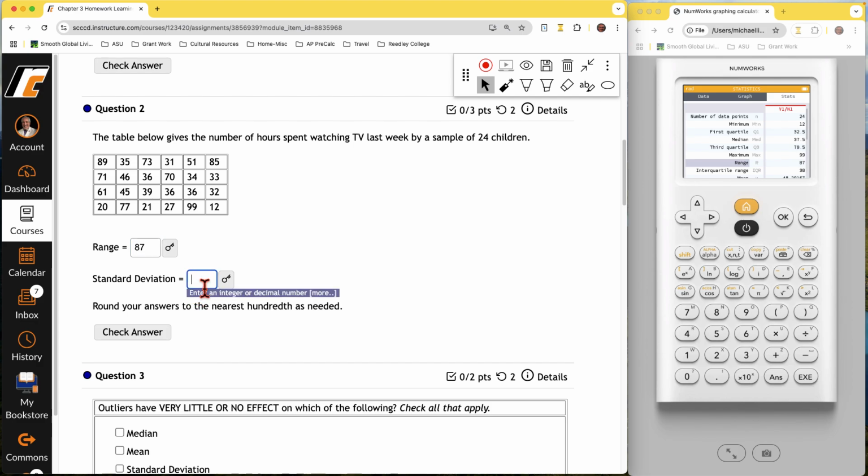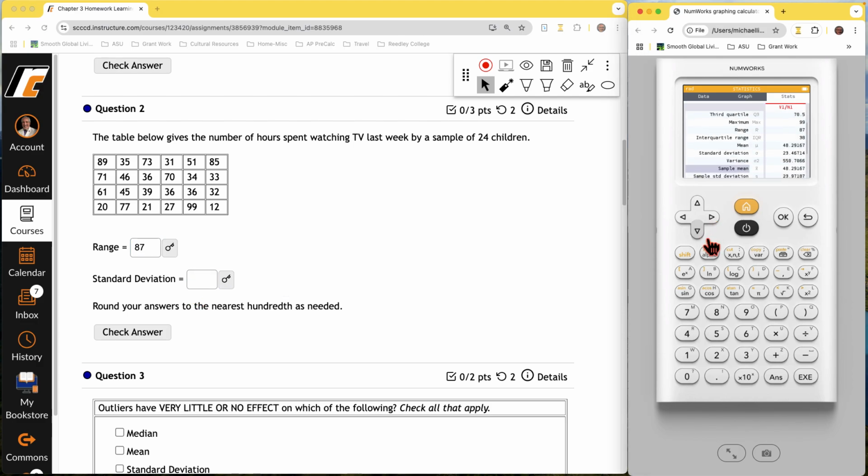Standard deviations, much more complicated. And what you're going to see, there are 2 standard deviations. So there's this first standard deviation with the sigma. That is for the population. And then down here, there's a sample standard deviation. And notice those numbers are different. 23.45 for the population, 23.97 for the sample.